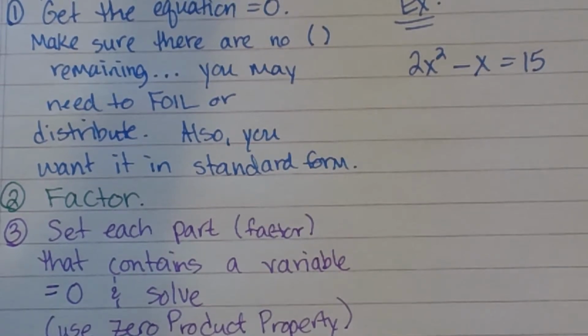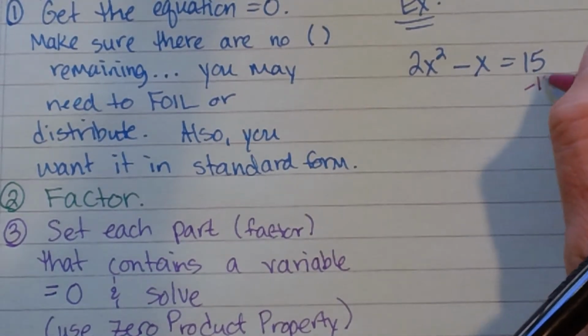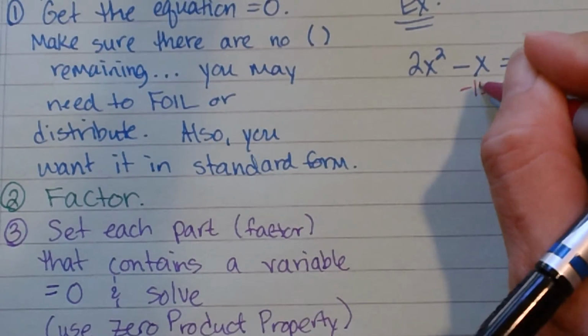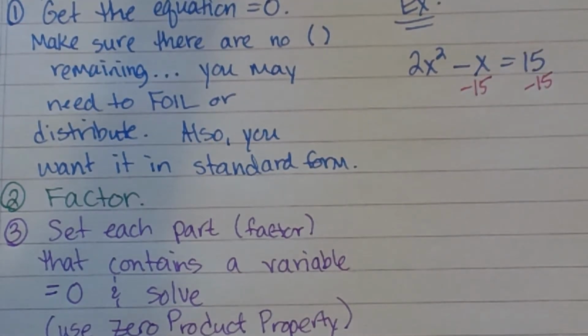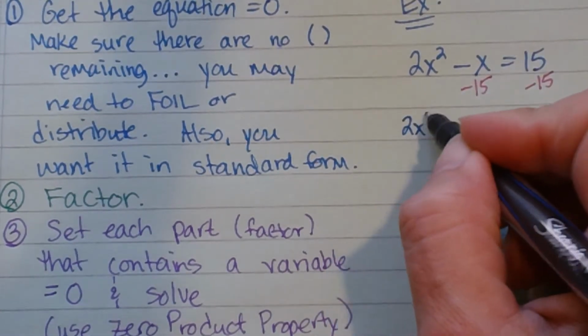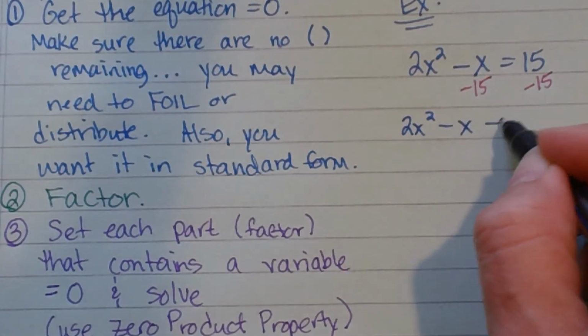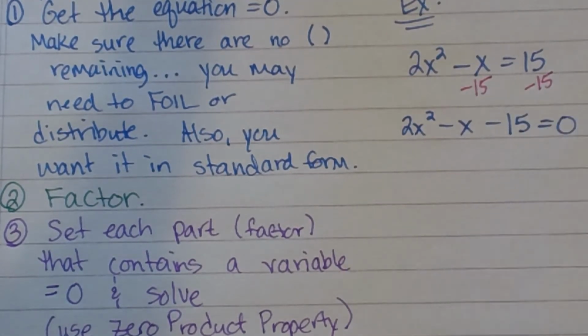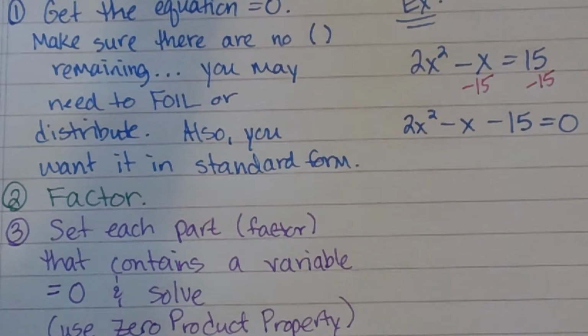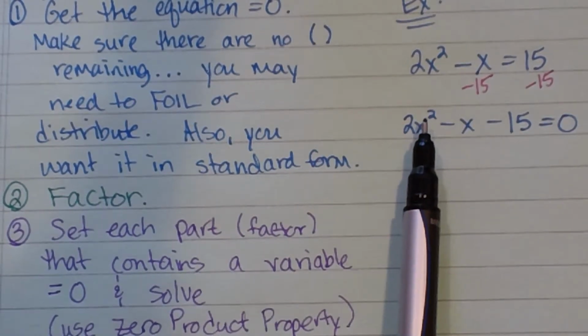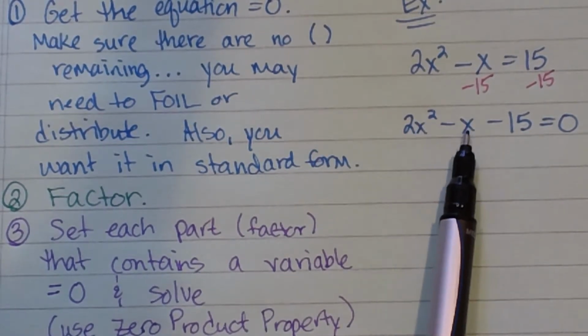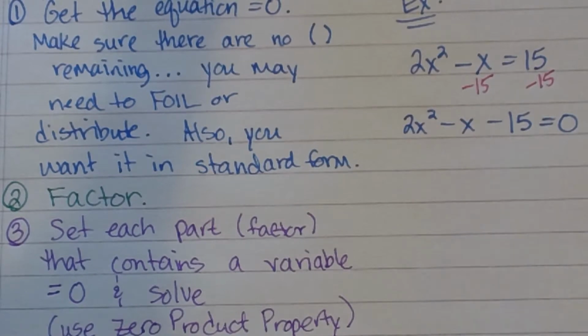Since this is not equal to 0 yet, I'm going to go ahead and subtract 15 from both sides, which is going to leave me 2x squared minus x minus 15 equals 0. I don't have any parentheses, and this is in standard form because it goes from x squared to x to the constant term. So my next step is going to be to factor.